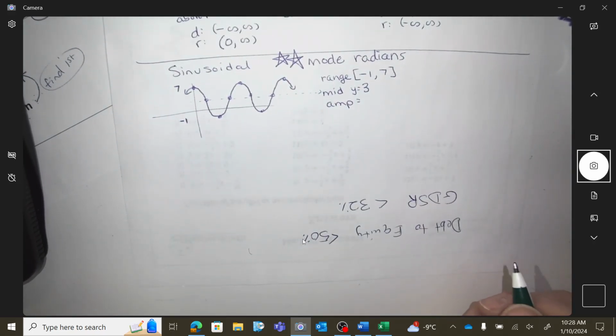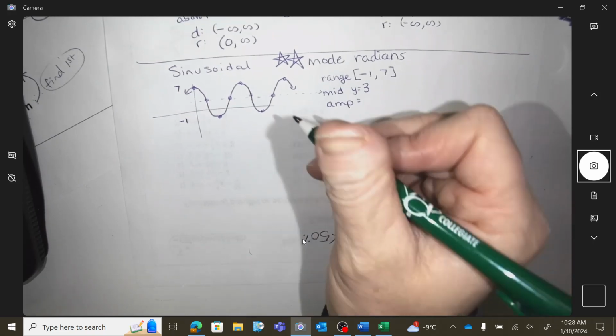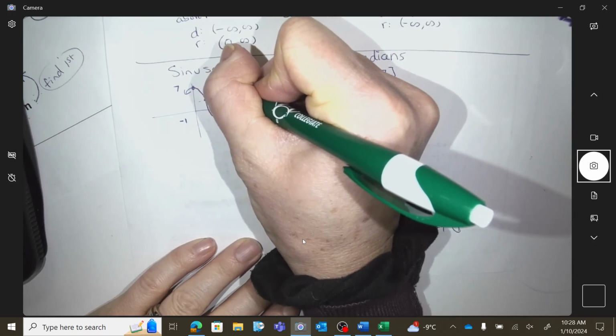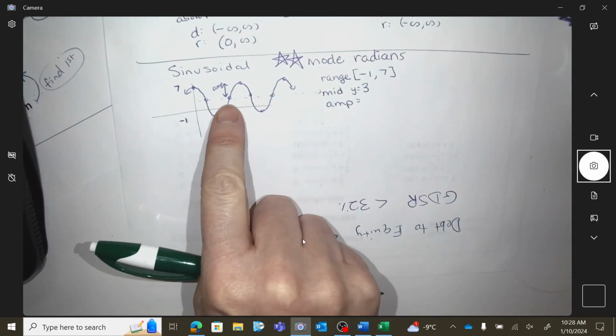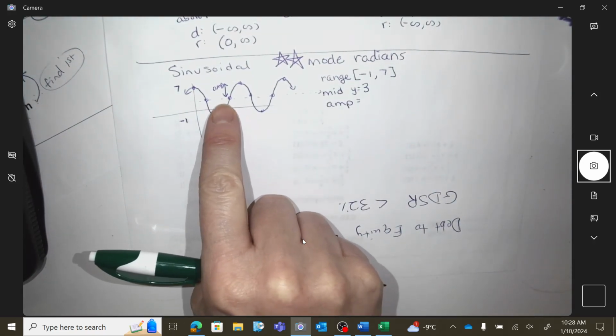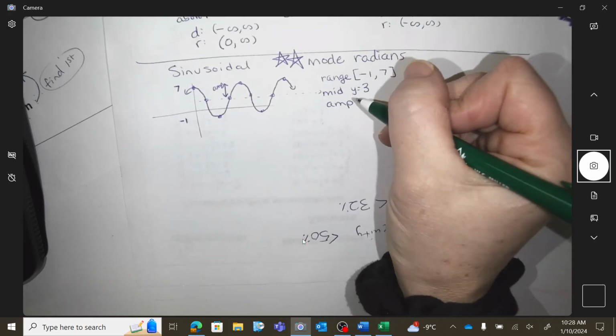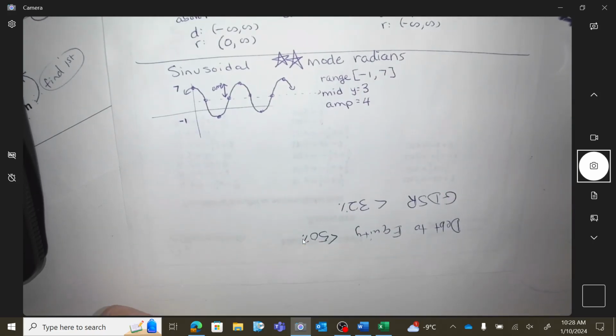Amplitude. You probably want to know that word on your exam. What is amplitude? The height from the middle to the top or the bottom. Yeah, the height you are away from the middle. So how much height am I away from the middle? 4. I'm either going above the middle by 4 or below the middle by 4.